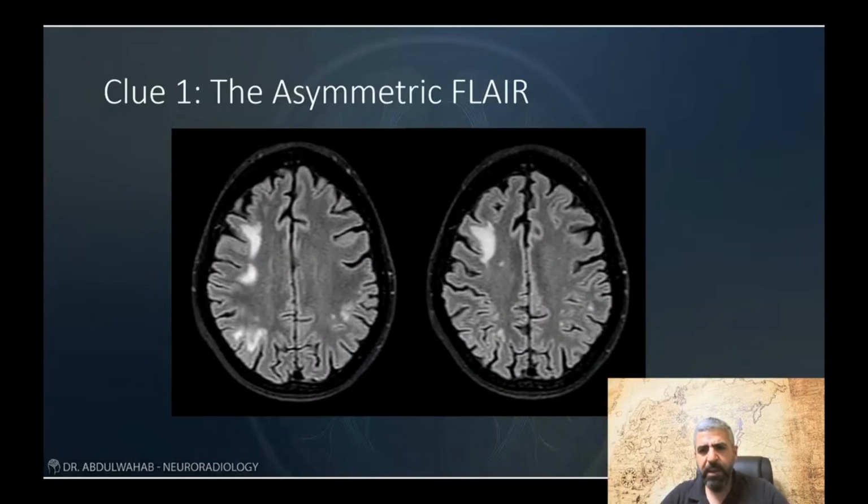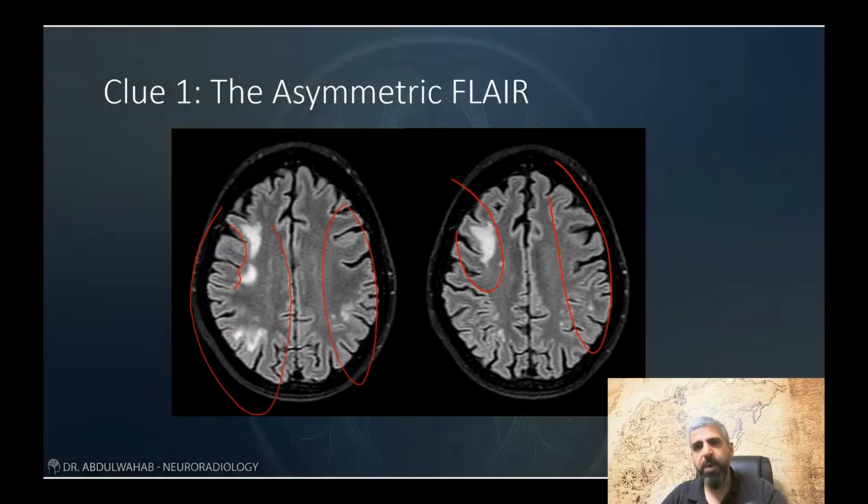Look at the pattern. It's messy. It's asymmetric. Look here and here. Look on this side and on the other side. It's messy. It's asymmetric. It involves the subcortical U fibers. It goes right up the edge of the cortex, just to the edge, okay? Does this look like an organized attack or a chaotic one?